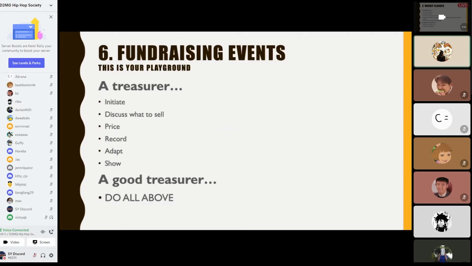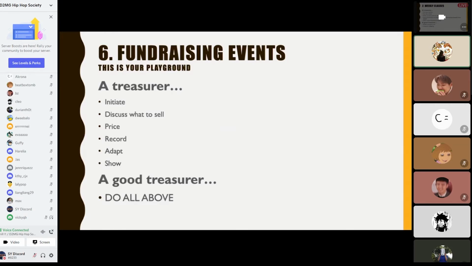And now we have the formal treasurer event. So it's a fundraising event. This year we did the Krispy Kreme fundraiser. This is basically the treasurer's playground for you to be creative, for you to have different ideas. A normal treasurer initiates the event when D2 is out of money. They also discuss with the rest of the team to decide what to sell. And the most important part is that they price the product.